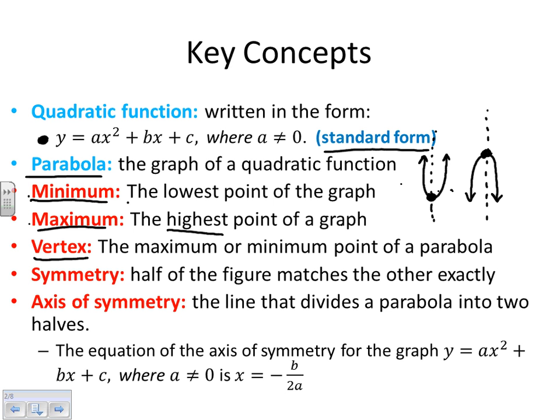And how we find that is we use this formula right here. X equals negative b over 2a. Now this is important. You'll want to remember this. The axis of symmetry is x equals negative b over 2a.